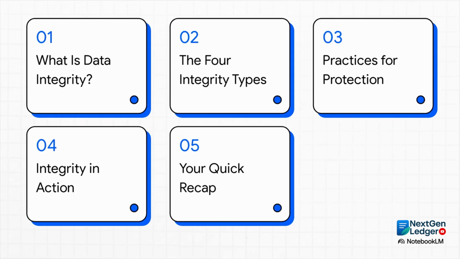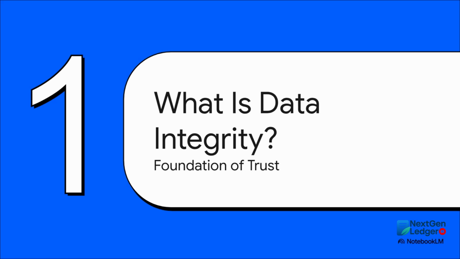So here's our game plan. We'll start with the big picture definition, then break it down into 4 key types. After that, we'll look at the tools we use to protect it, see it all in action with a real-world example, and then we'll wrap it up with a quick recap of the main points. All right, first up, what are we actually talking about when we say data integrity?